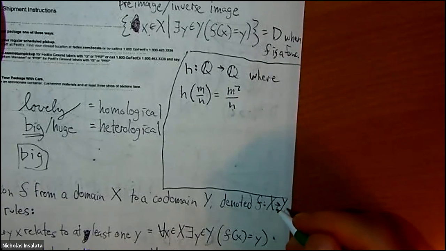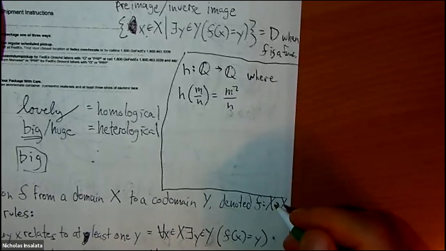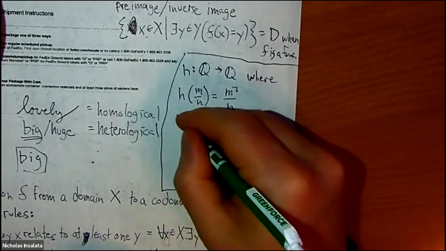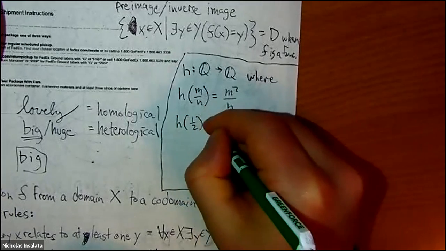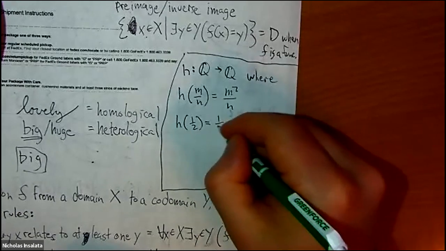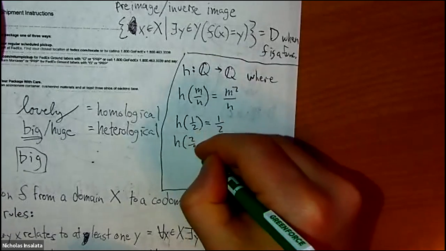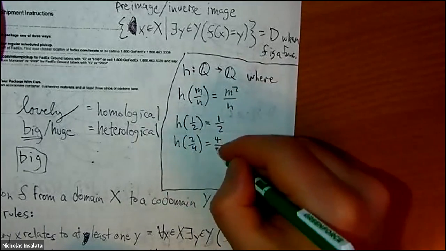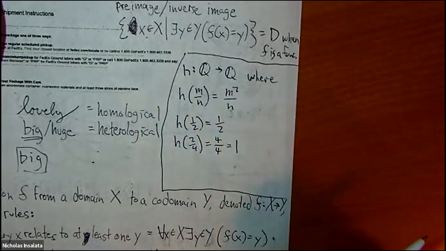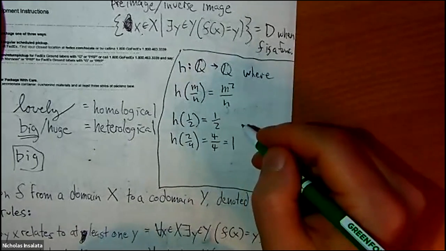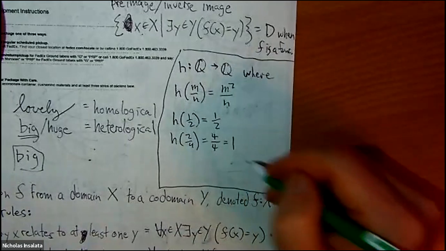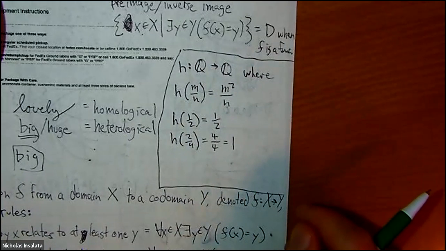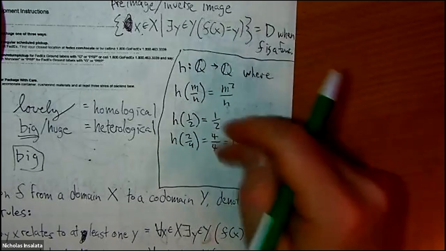Good. 1/2 and 2/4 are the same thing, but they would map to different outputs, right? h of 1/2 would still be 1/2, but h of 2/4 would be 1 over 1, well, it would be 4 over 4, which equals 1, right? So h of 1/2 gives you 2 distinct outputs, which violates the first rule of functions, right? Yeah, very nice, Lucas. Does everyone see that? Any questions there?